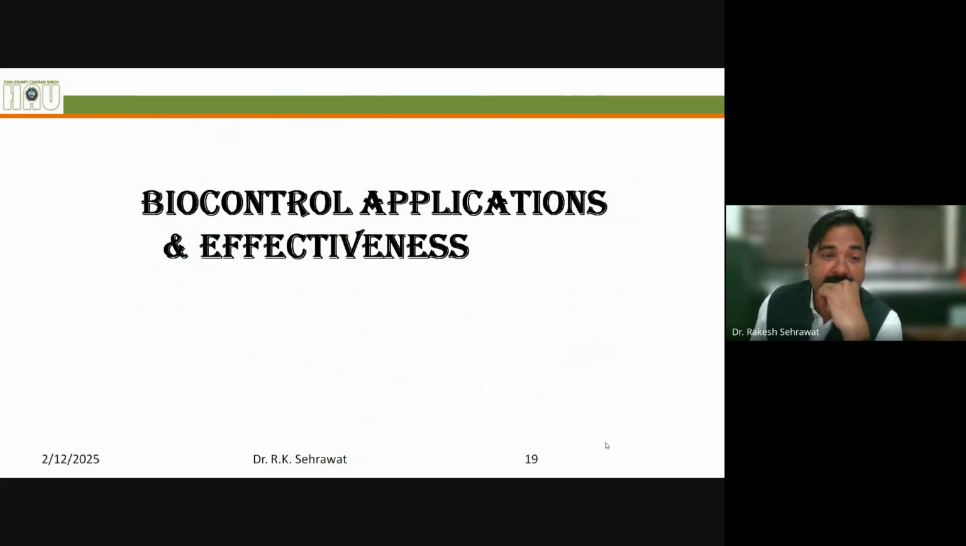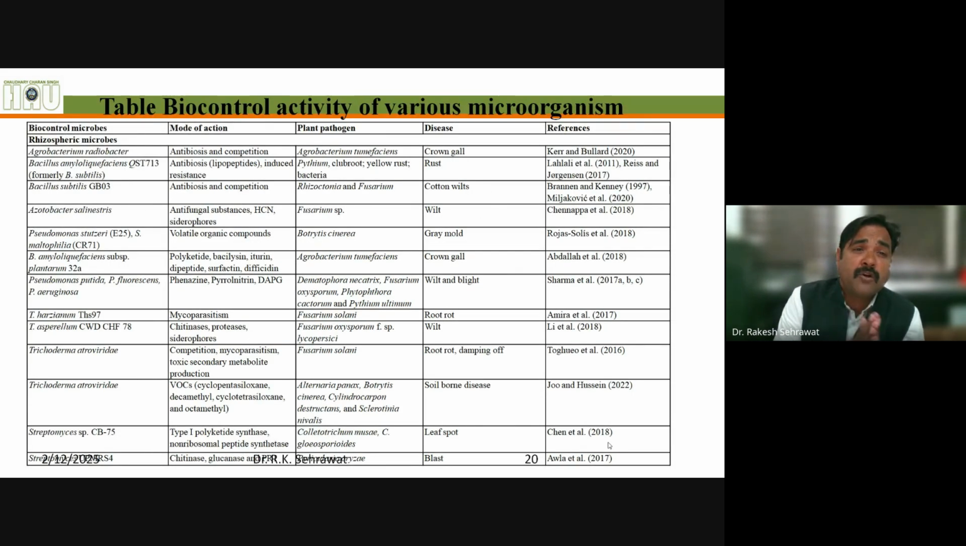Okay, biological control application and effectiveness. This is the major concern. Till date, most of the biological controls which are applied in the soil perform very well. But whenever we are going for the foliar spray or foliar application, or we are targeting insect pests which are airborne, we are having limited effectiveness. So here I included a number of microorganisms, their targeted organisms, and mode of action, then targeted plant pathogens, and the disease which is caused by them.